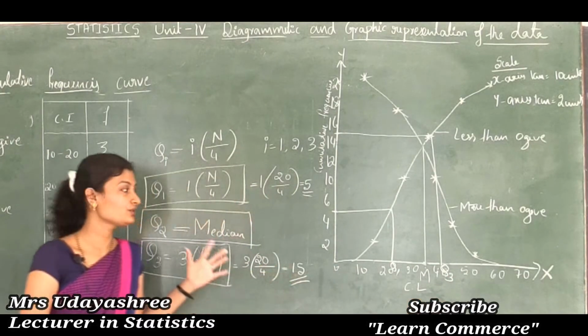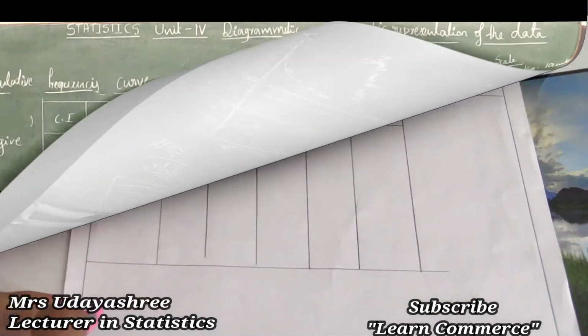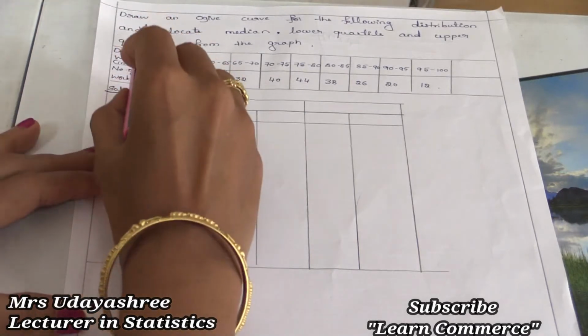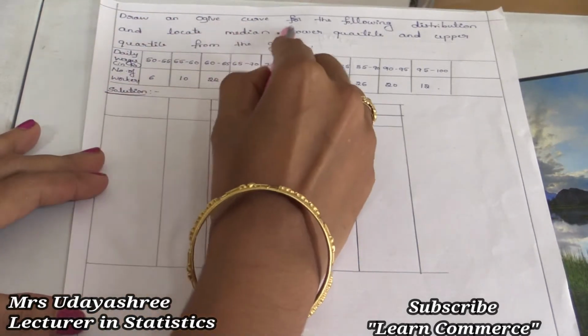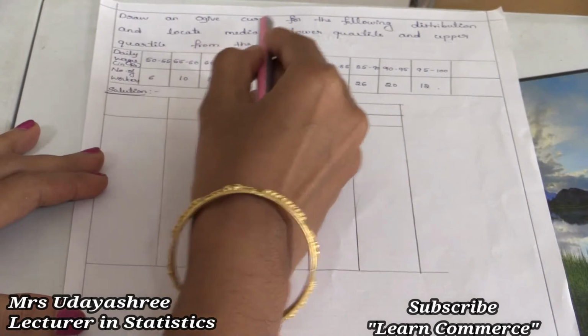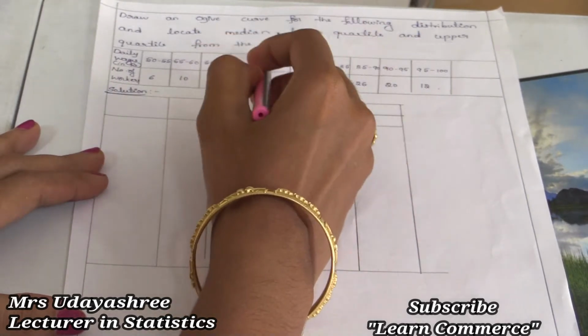Okay, let's see how to calculate this with a problem on the graph. Let's see the problem: draw an ogive curve for the following distribution and locate the median, lower quartile and upper quartile from the graph.